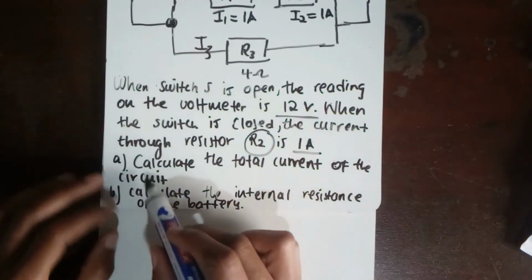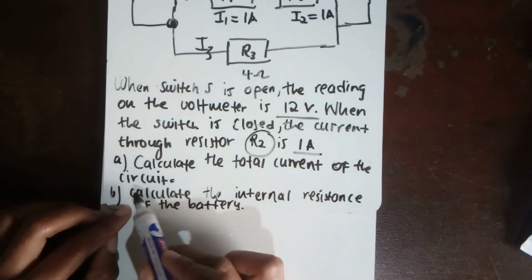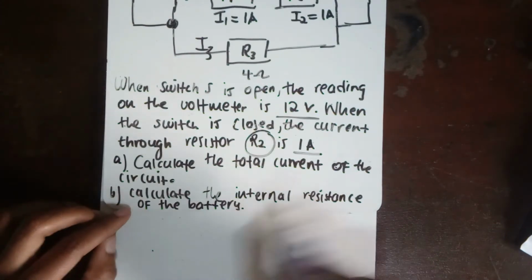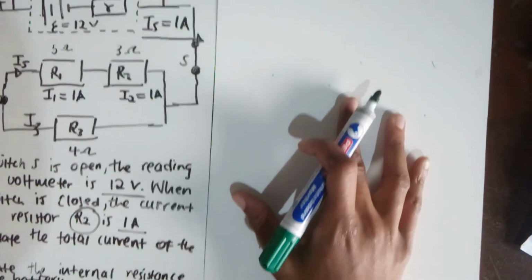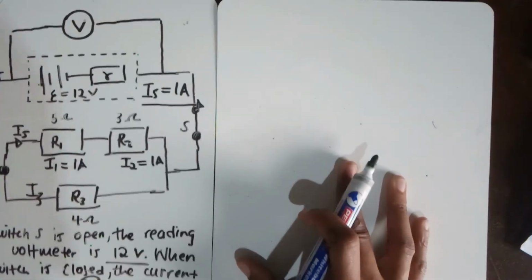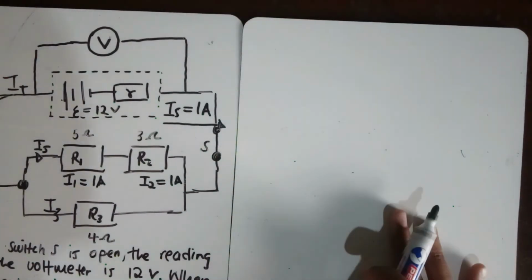Okay, so now they are asking us to calculate the total current of the circuit, and the second question is to calculate the internal resistance of the battery. So let us start. To calculate the total current, I hope this is clear.